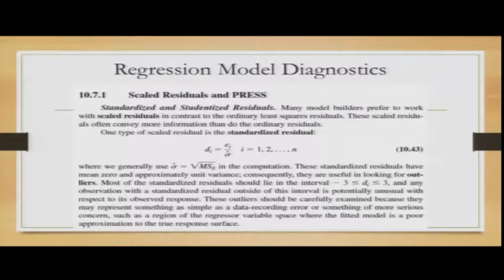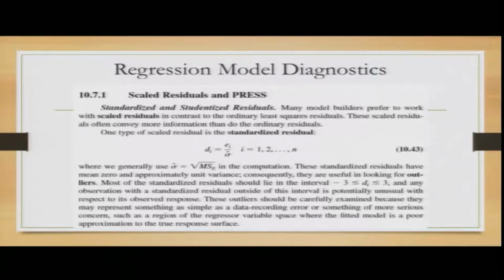These standardized residuals have mean 0 and approximately unit variance, because you are considering normality. So, obviously, this would be a consequence. They are useful in looking for outliers. Most of the standard residuals should lie in the interval of plus minus 3, considering that you are in a position to consider about 99.97 percent of the variability, that is plus minus 3 sigma. Any observations with standardized residuals outside the interval are potentially unusual, and these outliers can be rejected or action can be taken accordingly.